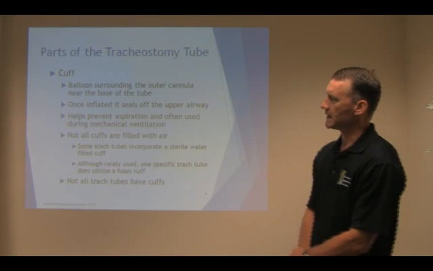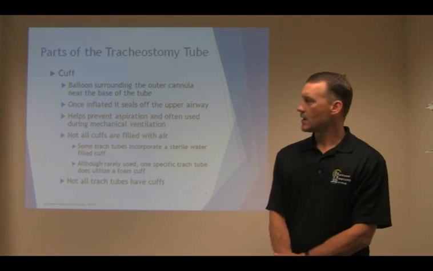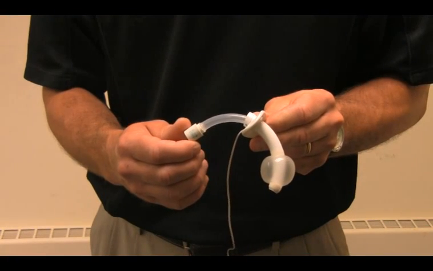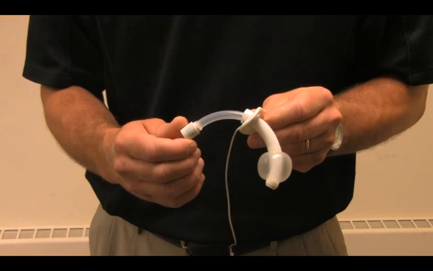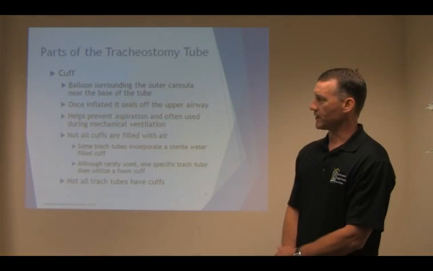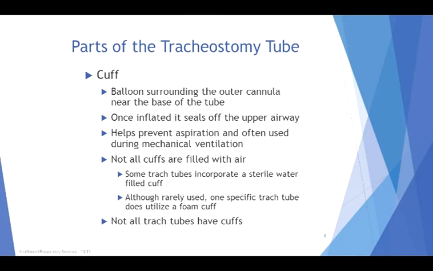The cuff. This is a balloon surrounding the outer cannula near the base of the tube. Once inflated, it seals off the upper airway to create a safe patent airway so nothing can get aspirated down into the lungs. Not all cuffs are filled with air, and we'll talk a little more about this later as we go over the different types of trach tubes.